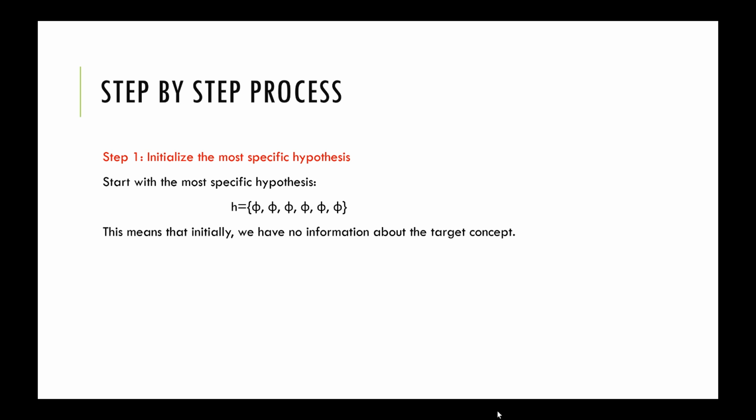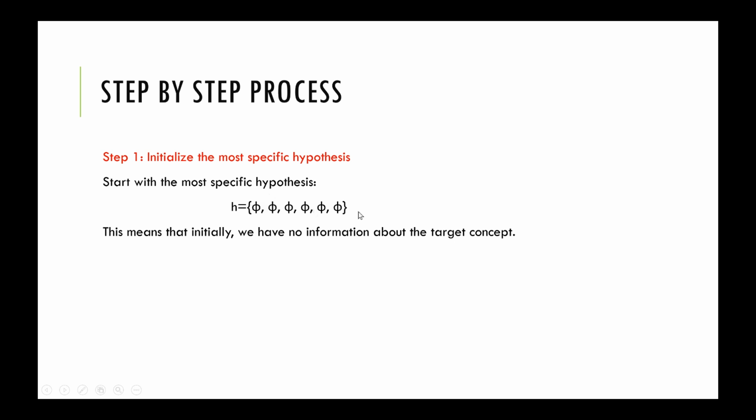Step by step process. Step one, initialize the most specific hypothesis. First, start with H equal to phi value. Initially, it doesn't have any records, so there is no information. So we place phi initially in the hypothesis. Here we have sky, like that we have the attributes. How many attributes do we have? We have sky, air temperature, humidity, wind, water, and forecast. Totally we have six, so we place six phis in the hypothesis.